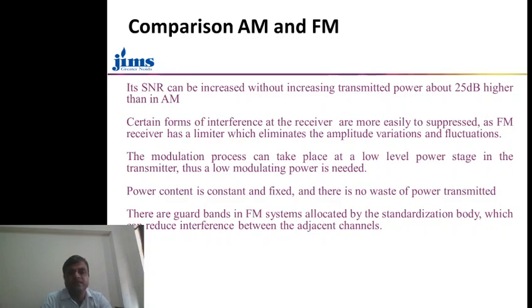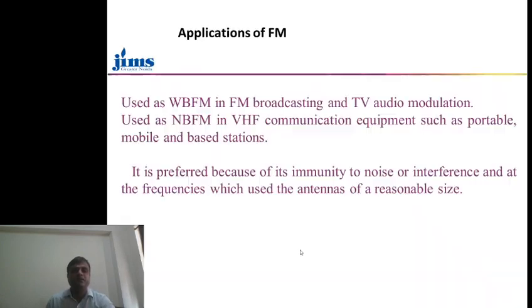Interference at the receiver is more easily suppressed. In the case of an FM signal, interference is easily avoided in comparison to AM, because the FM receiver has a limiter which eliminates the amplitude variation and fluctuation. Third, the modulation process can take place at a low level power stage in the transmitter, so low modulating power is required, and power content is constant and fixed, so there is no waste of transmitted power. And there are guard bands in the FM system allocated by a standardization body which can reduce the interference between adjacent channels. So that is all about the application of the FM signal.